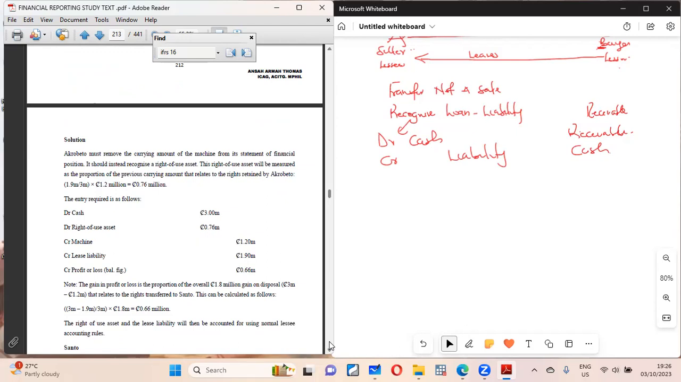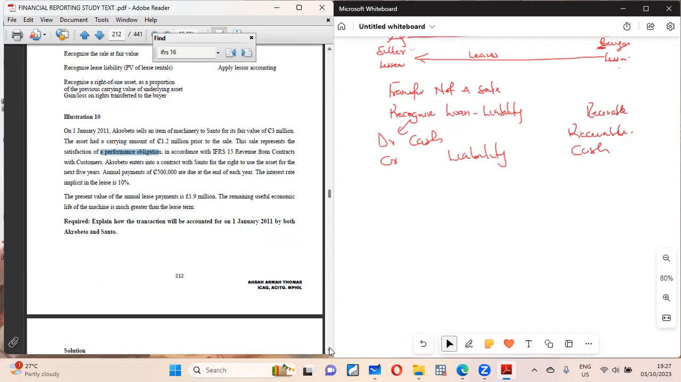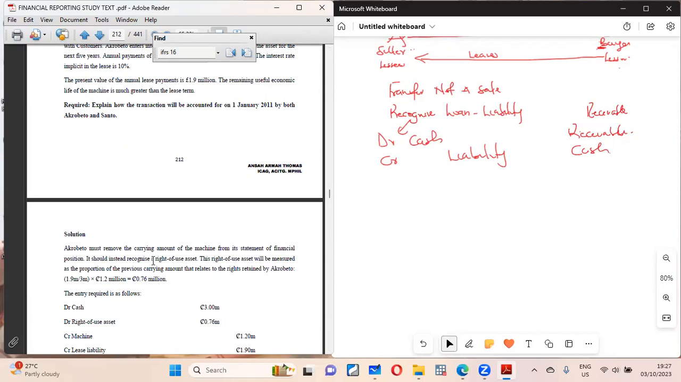So that is what you will do. What is the value of the asset in your books? If it is not a sale, please record a liability. So now, let's find out if it meets, like I said, if it meets. So you see clearly that what we have here is that Acrobeto should remove the carrying amount of the asset from his books since it meets the definition. So you have to derecognize the asset.